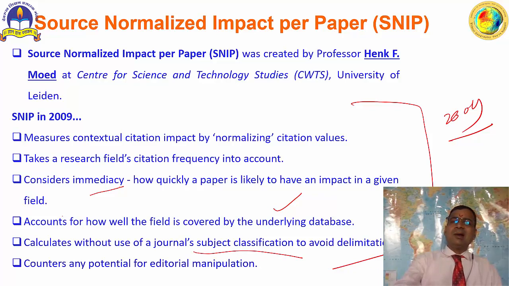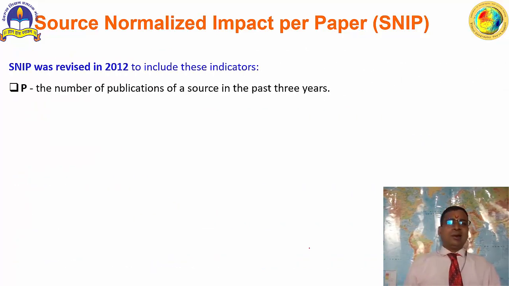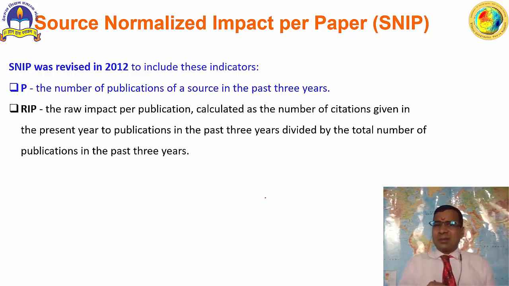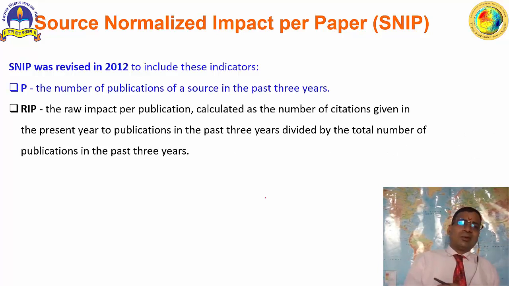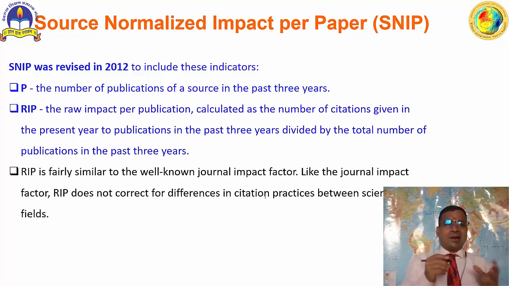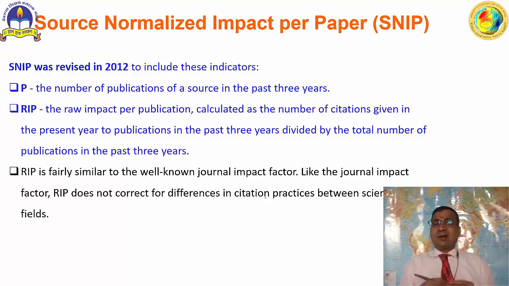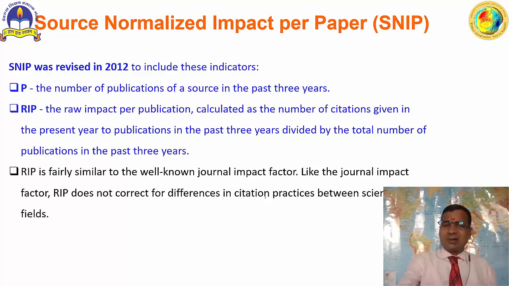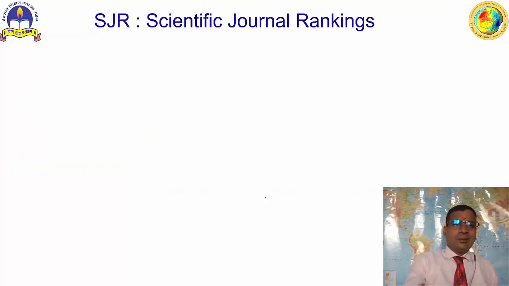But in the year 2012, it was revised, and it was considering the P. I already talked about P. P is the number of publications of a source in the past 3 years. Then RIP, that is raw impact per publication. This was considered in the year 2012 for the determination of SNIP, and RIP was calculated as the number of citations given in the present year to publications in the past 3 years divided by the total number of publications in the past 3 years. Also, RIP is fairly similar to the well-known journal impact factor. Like the journal impact factor, RIP does not correct differences in citation practices between scientific fields. This was the change in the year 2012.